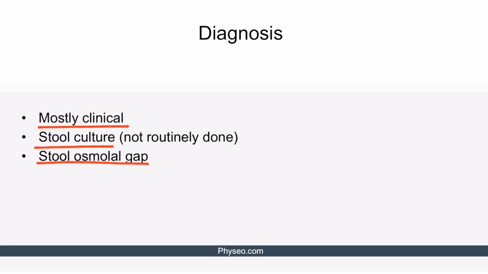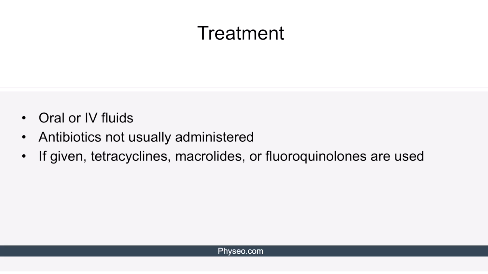Now, as we mentioned before, cholera is a secretory type of diarrhea, so it will have a stool osmolar gap of less than 50. Now let's discuss the treatment of cholera. The mainstay of therapy for cholera is fluid replacement. And as always, try oral rehydration first, but if the patient can't tolerate it or they're severely dehydrated, you can actually just jump right to IV fluids.